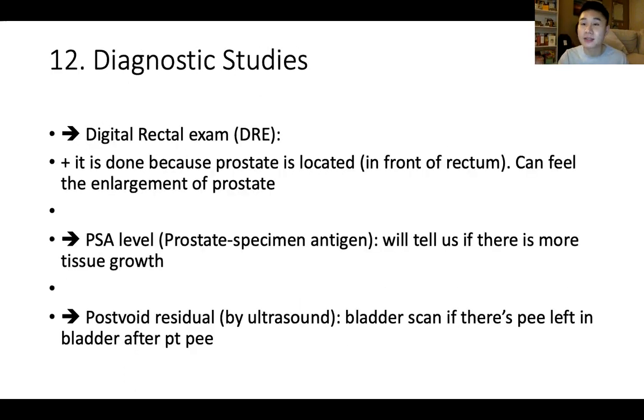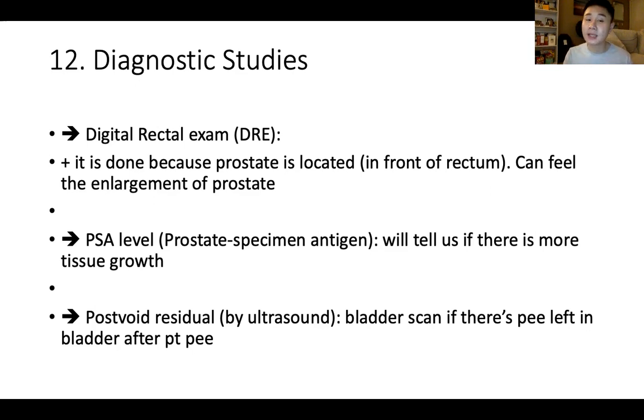All right, so I promise this is the last few lines. So this is some diagnostic study for patients that have BPH, benign prostate hyperplasia. The first diagnostic study is digital rectal exam. So digital is using fingers, rectal meaning go through the anus, the rectum, to palpate and feel how enlarged the prostate of this patient is. So the doctor literally uses their hand and fingers, goes through the patient's anus and feels the enlargement of the prostate to diagnose whether the patient is having BPH or not. This is done because the prostate is located in front of the rectum. We can feel the enlargement of the prostate.